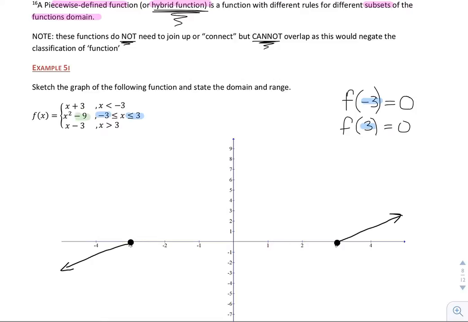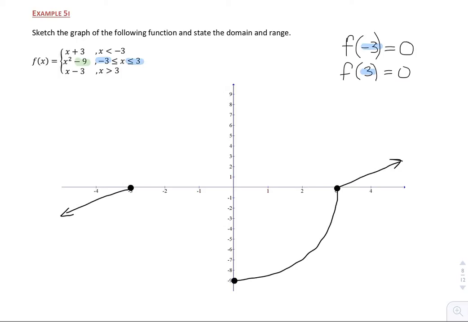The last part of this function is to graph the x squared minus 9 portion between -3 and 3. X squared minus 9 is a quadratic that's been moved down 9 places. So we have a turning point at -9, and we know that it goes through -3 and 3. So if we just join that up using a quadratic shape, a parabola shape, we have successfully graphed our function.